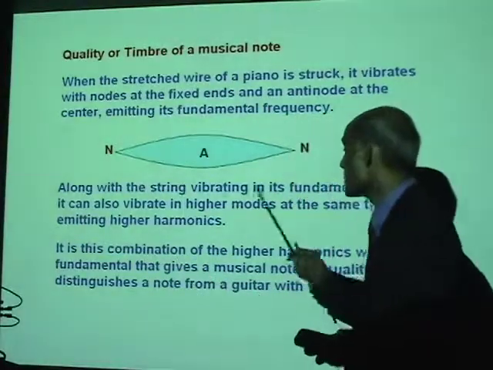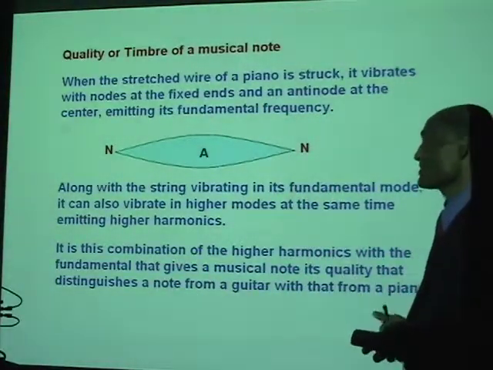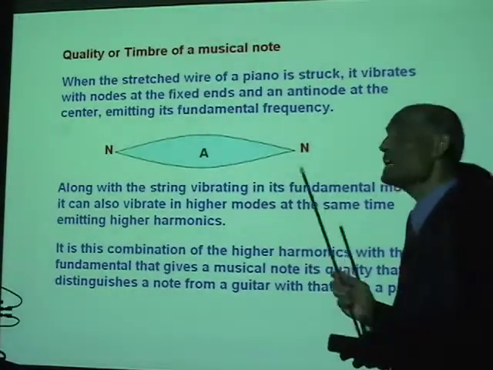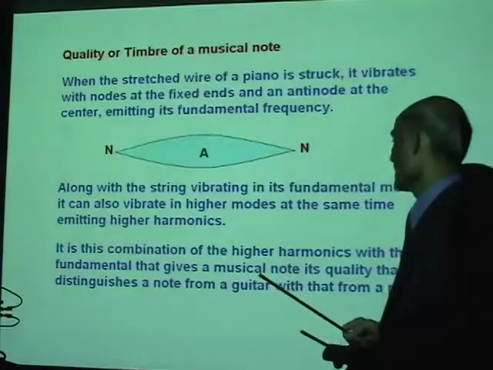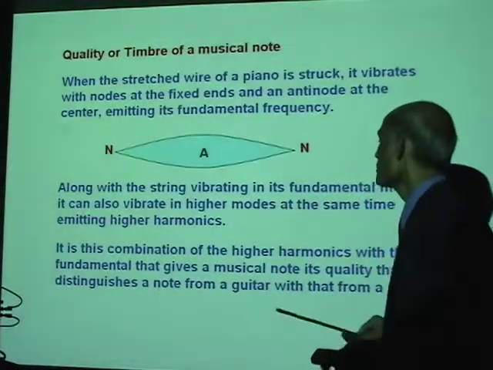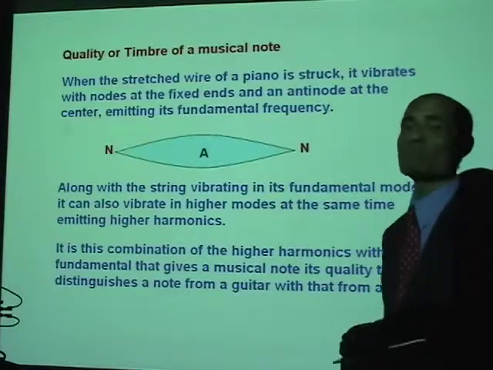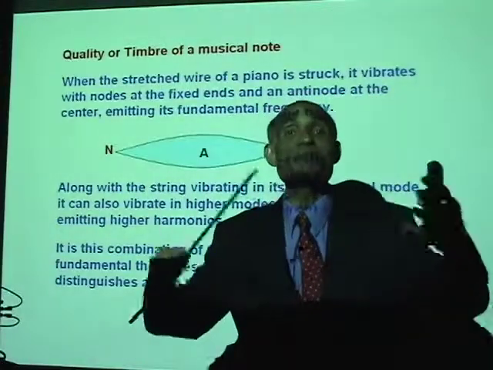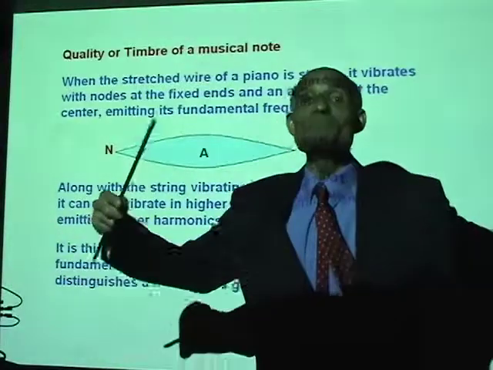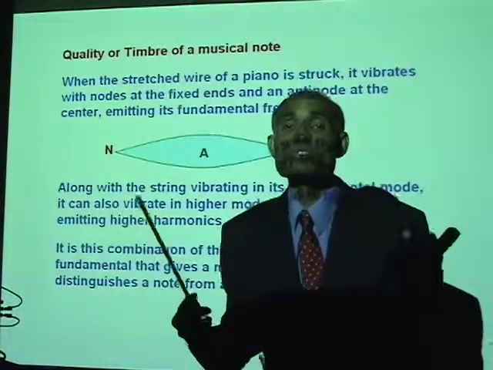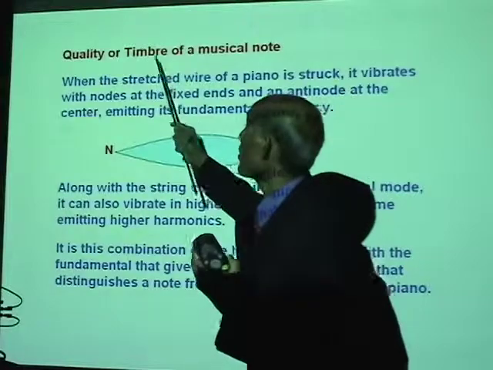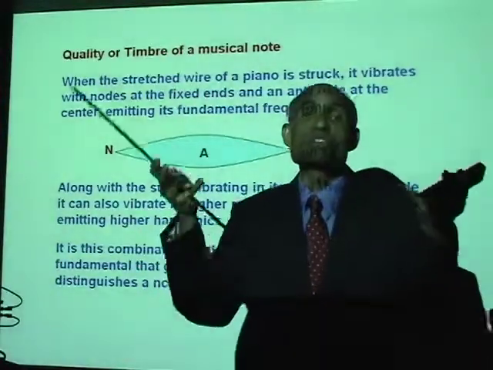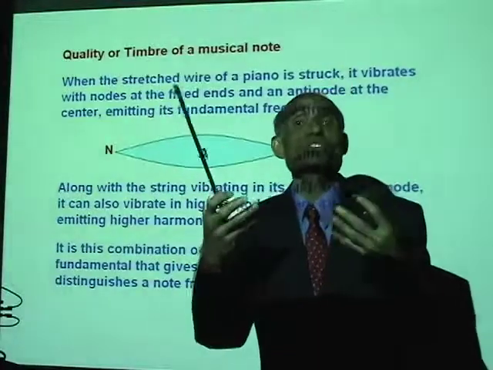It is this combination of the higher harmonics with the fundamental that gives a musical note its unique quality, that distinguishes a note from a guitar, that from a piano. You see, that's what distinguishes every musical instrument. Every musical instrument produces its own quality or timbre of musical notes, because the superposition of the higher harmonics is different in different instruments.